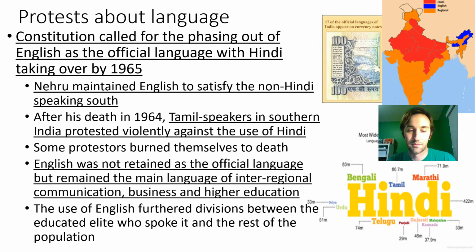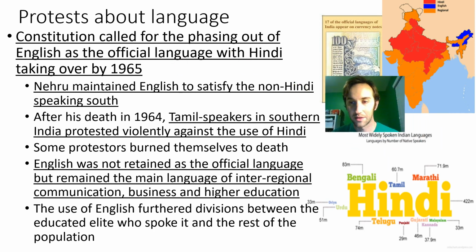The use of English furthers divisions between the educated elite who speak it and can afford to take the class to learn it, versus the rest of the poor population that are going to speak their local languages but don't speak English. And so you've got a little map here showing the most popular languages, at least besides English.